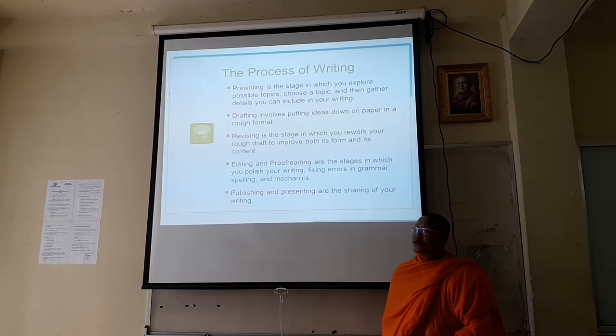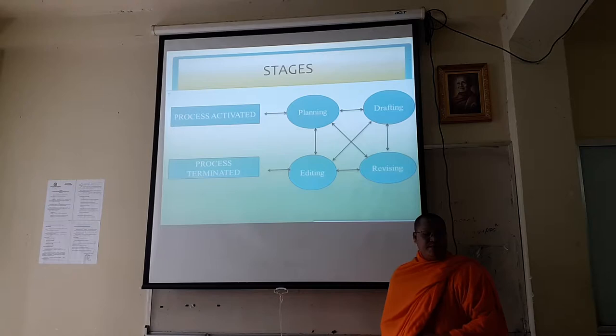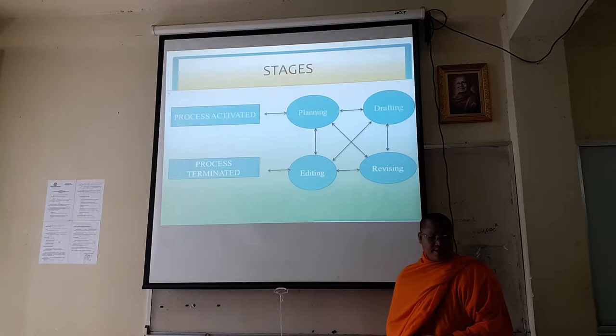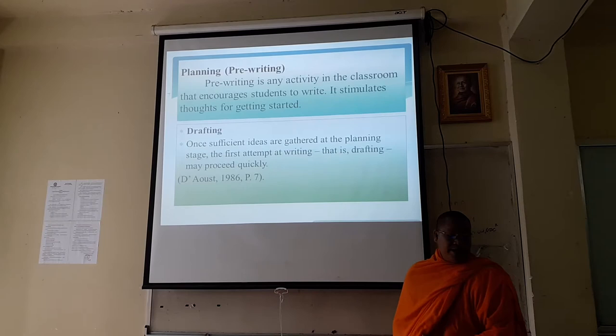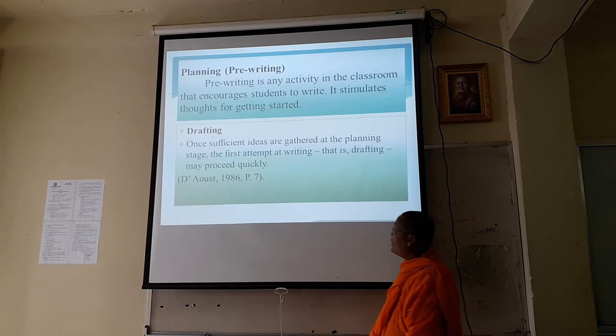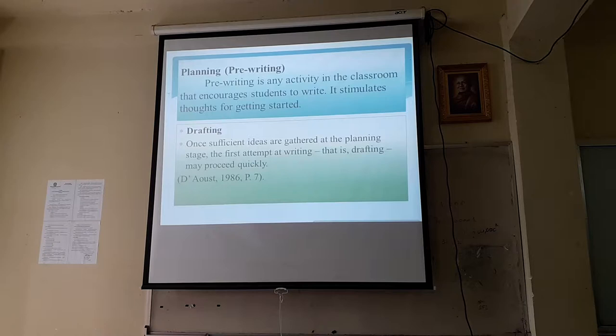Next, the stages of the writing process and process writing: planning, drafting, responding, revising, editing, and evaluating. Planning, or prewriting. Prewriting is any activity in the classroom that encourages students to write and stimulates them for getting started. Drafting. When sufficient ideas are gathered in the planning stage, the first attempt at writing, that is, drafting, may proceed.